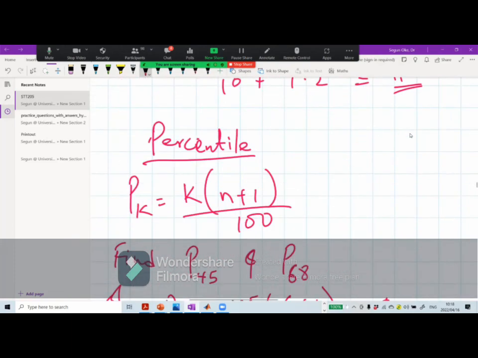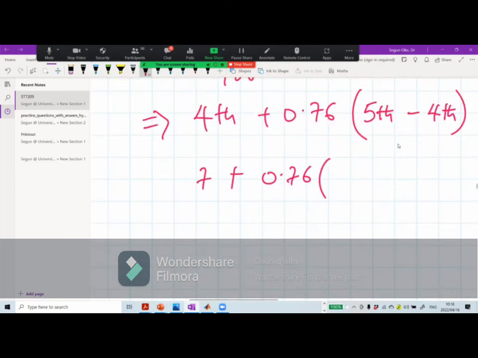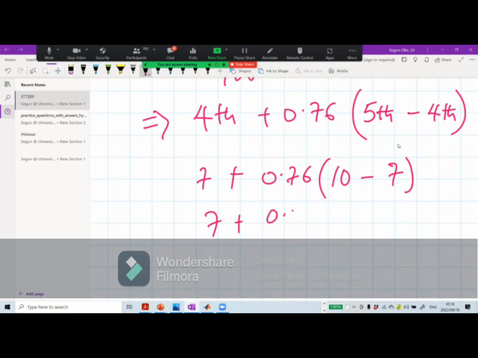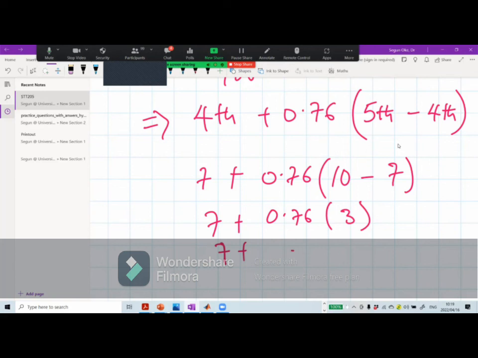Now, let's go to the problem. We are working on the fifth one now. The fifth one in that data is what? 10. Minus, what's the fourth one? 7. So you have 7 plus 0.76 multiplied by 3, this is 3, right? Yes, sir. So what do you have? 2.28. So the final answer will be what? 9.28. Any question? Are you okay now?